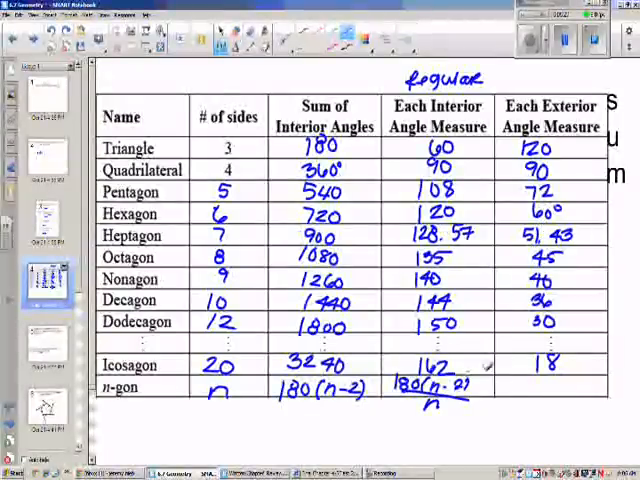So the rule for this one we could say is we take our total of the interior and exterior, which is always 180, and we subtract the interior angle. And the equation for the interior angle is right here. So I do 180 subtract 180 times n minus 2 all over n.